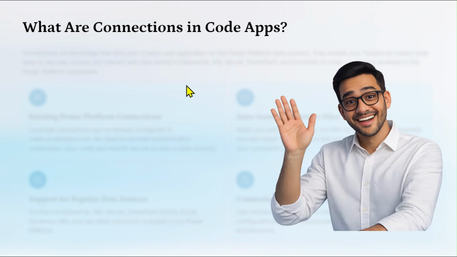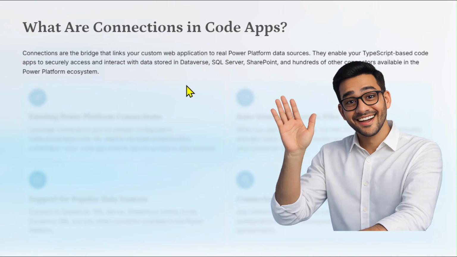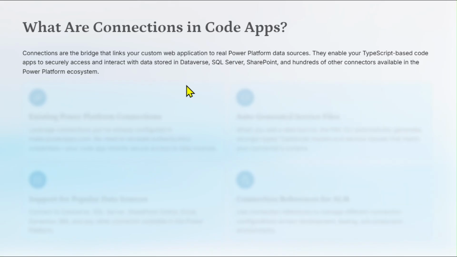In this part 3 of the series on Code Apps, we will understand one important topic: connections in Code Apps. How it works, how we configure it, and what limitations we can explore. At first, what is a connection? Basically, a connection acts as a bridge between your React app and Microsoft Power Platform data connectors like SharePoint, SQL, Office 365 and many more.